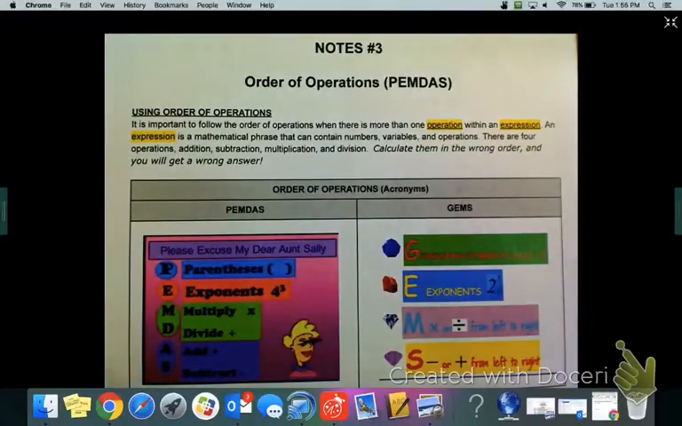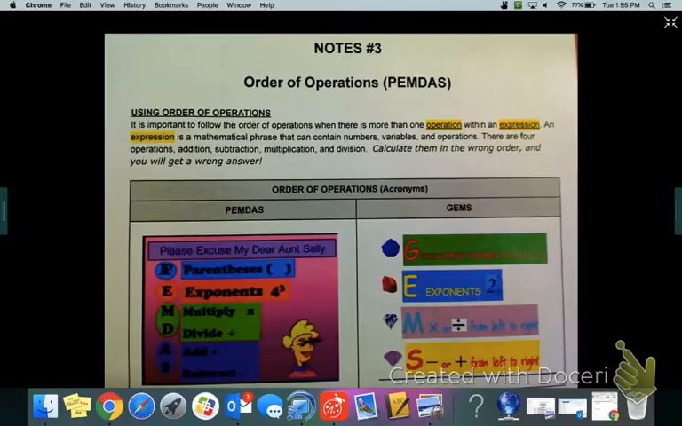Concept 3 is on order of operations. It's important to follow order of operations when you're solving an expression that has more than one operation in it. An example would be an operation that has addition, subtraction, multiplication, and division all in the same problem. If you do not calculate them in the correct order, you're going to get the wrong answer.